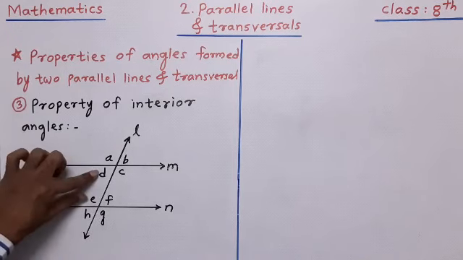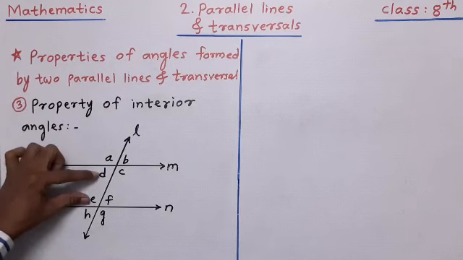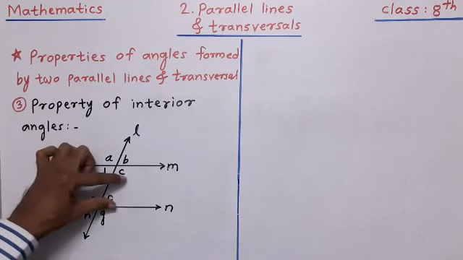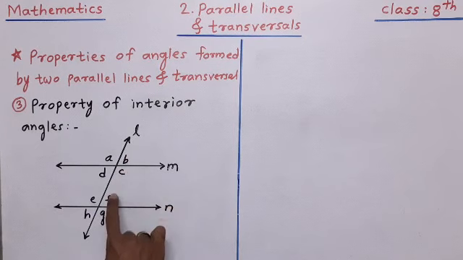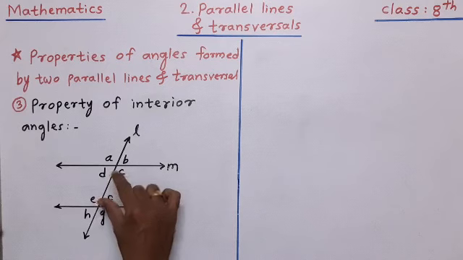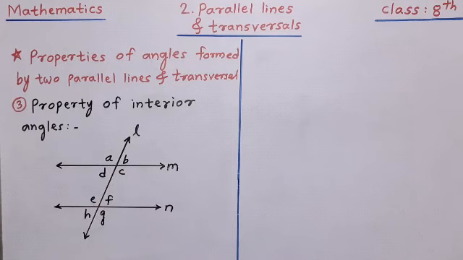So which are the two pairs of interior angles? Angle D and angle E. This is the first pair of interior angles. The second pair is on the other side of the transversal, that is angle C and angle F, which are also a pair of interior angles.